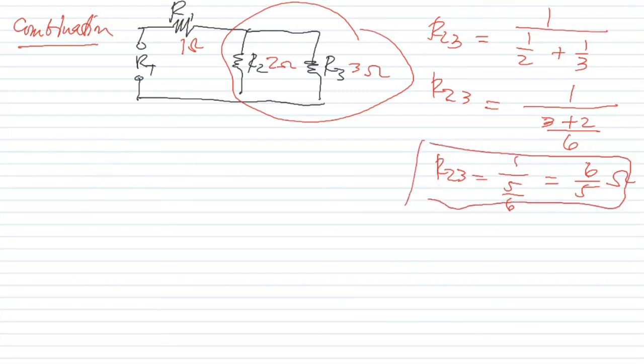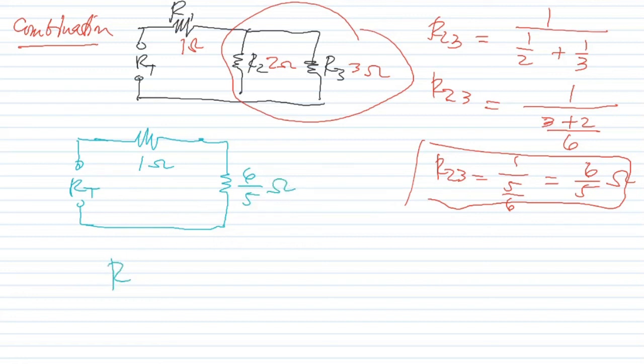Now you will redraw the circuit. So we have R1 here, this is 1 ohm, and now this will become a series with the 6 over 5 ohm. So RT, just like the formula in a series circuit, since they are in a series connection, is 1 plus 6 over 5, or that is 11 over 5 ohms. So that's it.